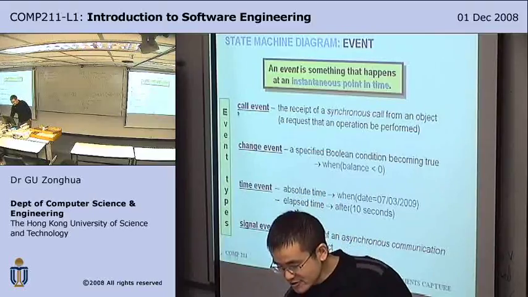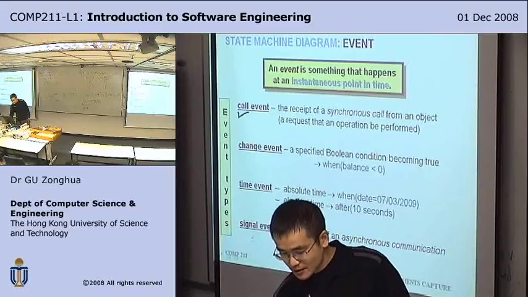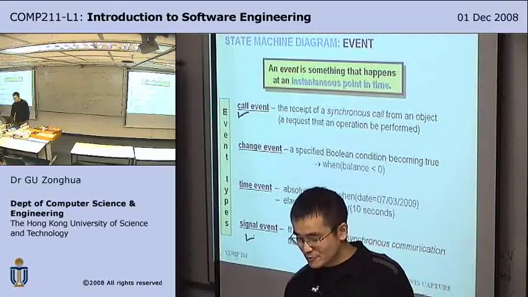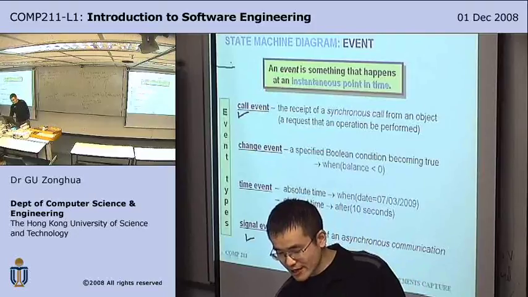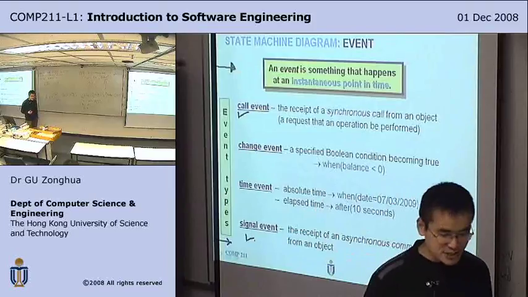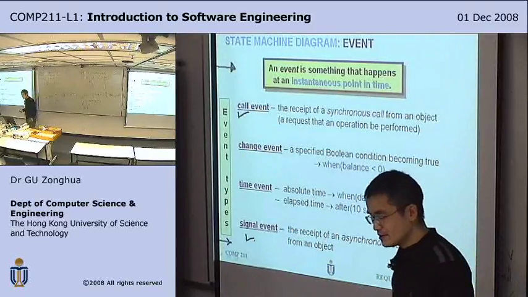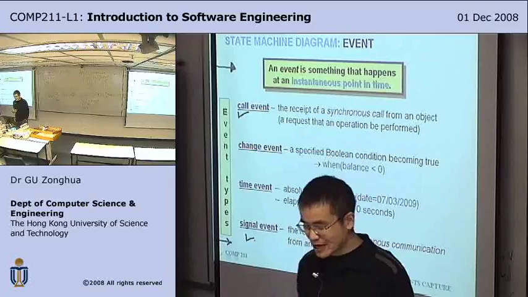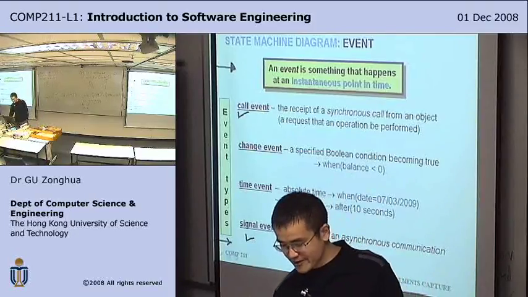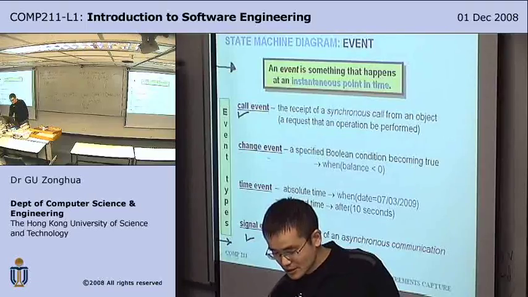A call event is a synchronous call from another object. A signal event is asynchronous communication. So in the sequence diagram, remember, if it's a synchronous call, it's a solid arrow. If it's asynchronous, it's an open arrow. So when you design your state machine, you can look at the sequence diagram. If the arrow pointing into this object is a solid arrow, it's a call event. Otherwise, if it's an open arrow, it's a signal event. A change event is a Boolean condition becoming true.